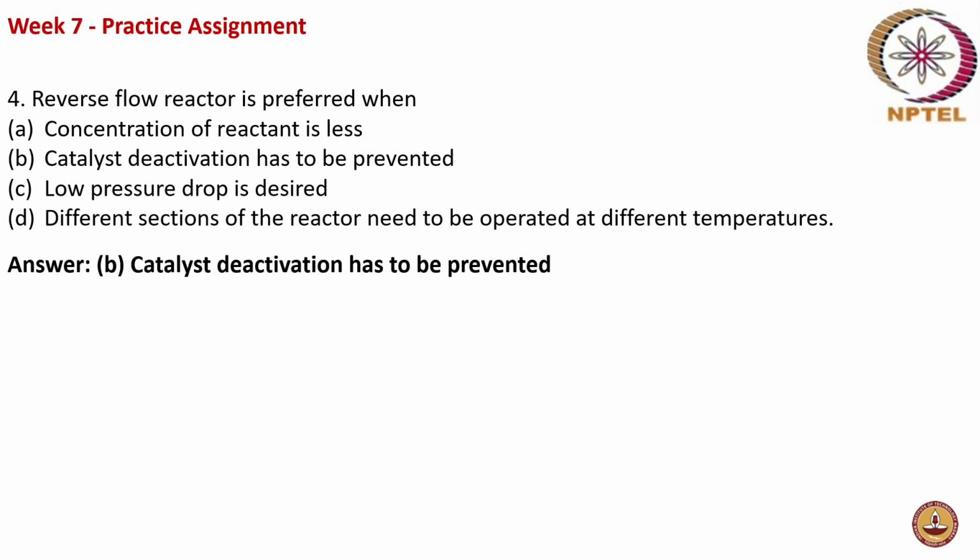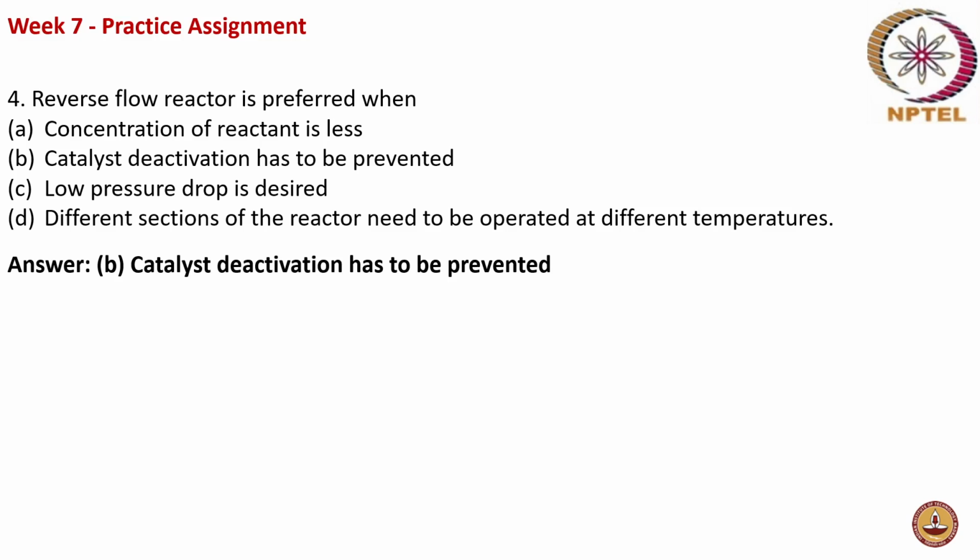And what kind of reactor is preferred in case of a low pressure drop? In low pressure drop, a radial flow reactor is preferred. And what kind of reactor is preferred when different sections of the reactor need to be operated at different temperatures? In such conditions, we can go for a multiple bed reactor.